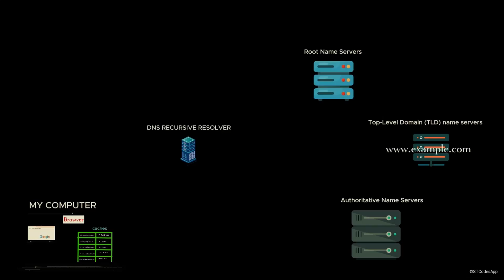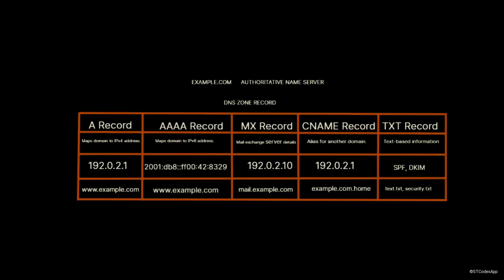5. Authoritative name servers. Authoritative name servers are the final authority for a domain. They store the actual DNS records, for example, A, AAAA, CNAME, MX, for the domain and provide the IP address or other information requested in the DNS query. These servers are typically managed by the domain owner or their hosting provider.